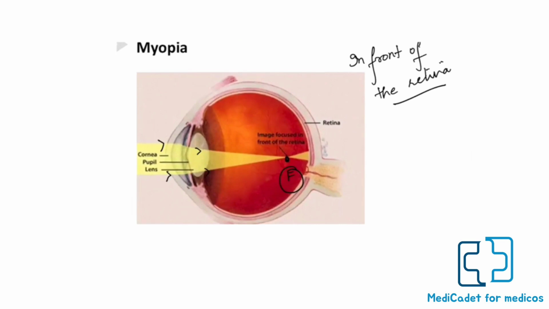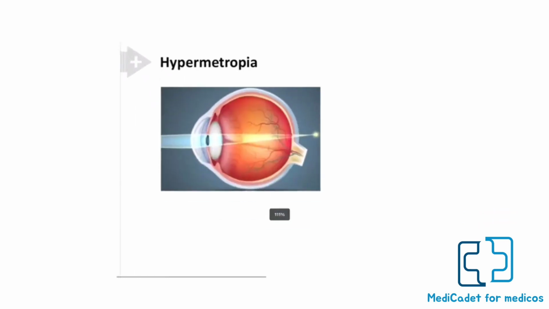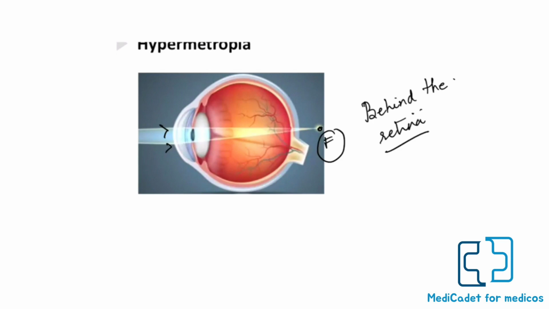Now how about hypermetropia? Exactly the opposite. See here, the parallel rays of light or distant rays are meeting at this point F which is behind the retina. So exactly the opposite of each other. In myopia, the parallel light rays meet in front of the retina after refraction through the eyeball. In hypermetropia, they meet behind the retina.